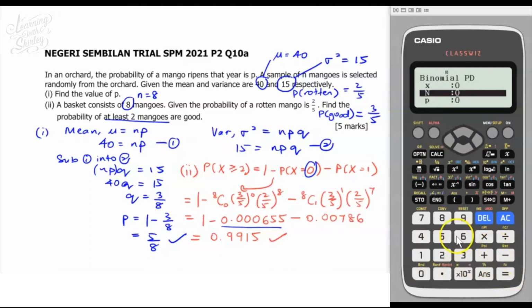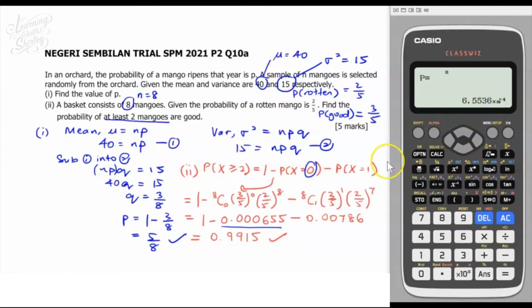So your n is 8. Okay, n is 8 in the question. And then you press equals, so p is 3 over 5. So 3 over 5. Okay, press equals again, then equals. So your answer is 0.00065536. So I round up, so it becomes 0.000655. So this is correct, okay?